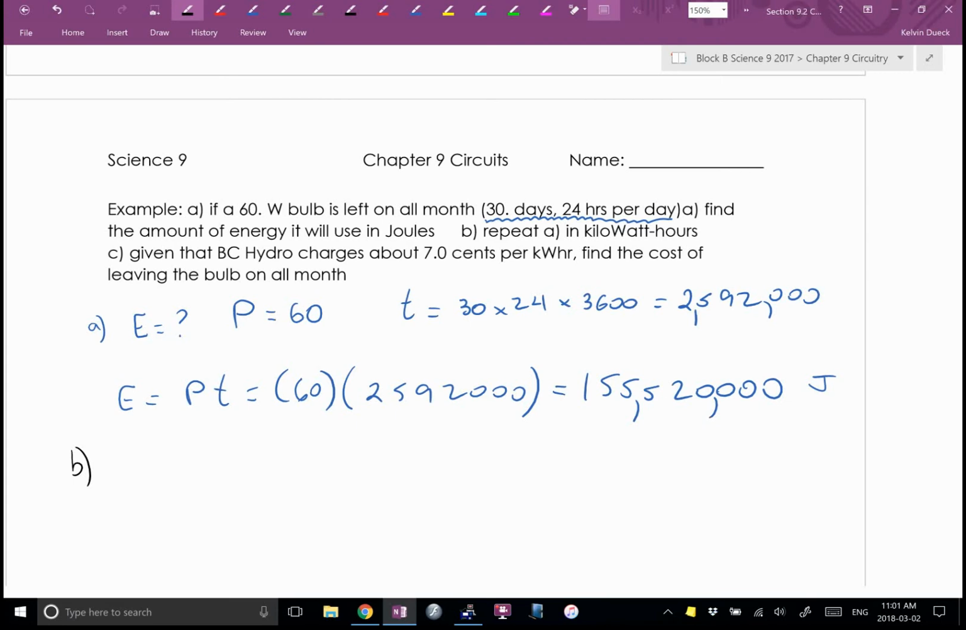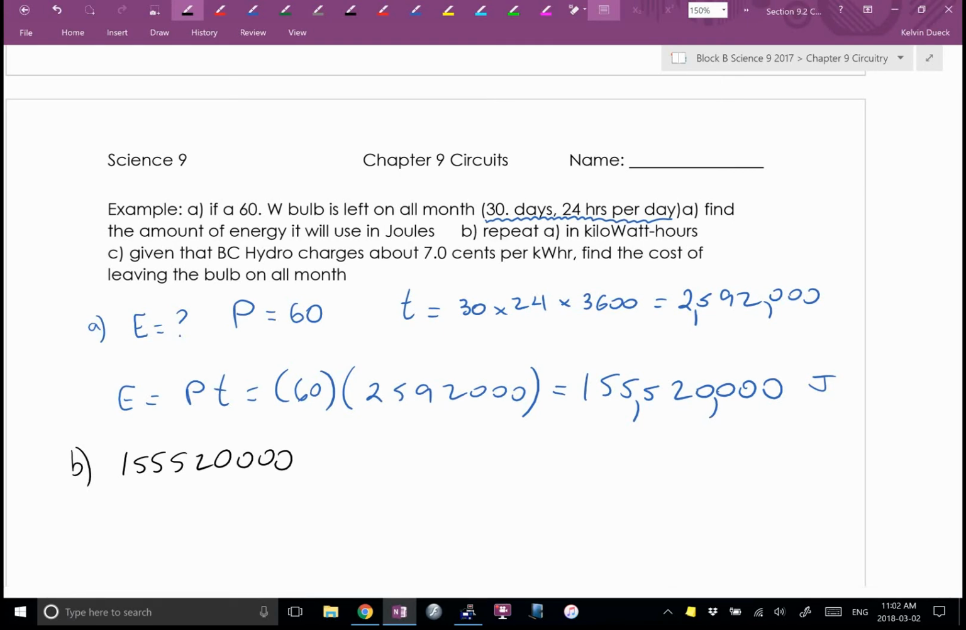On your yellow sheet, is there a way to go from joules to kilowatt hours? There is. Find it, find it. I think it's near the right-hand side somewhere, is it not? Yeah? Okay, how do we do that? First, we write down what we have, which is the joules. I'm going to write down 155,520,000. What do I do with that number to go to kilowatt hours?